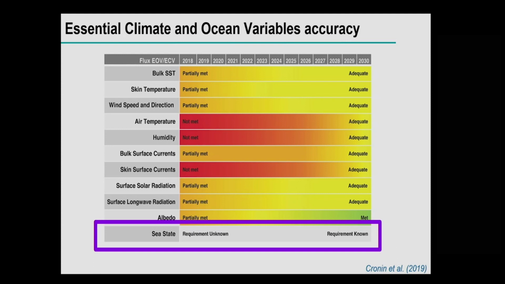So here's just a table from Megan Cronin's article that reviewed how well we do with estimating the bulk parameters. And what I just want to highlight here is that while we're working on everything, and there are satellites to measure better all these different components, sea state is something that is not really considered properly, and there's no real requirement as to what we really need in terms of sea state parameters. So this is something we have to work on.